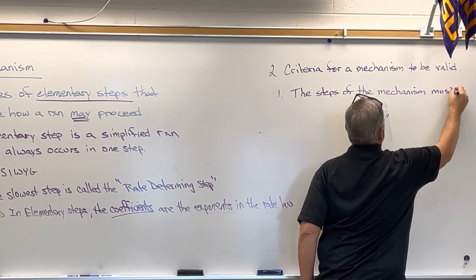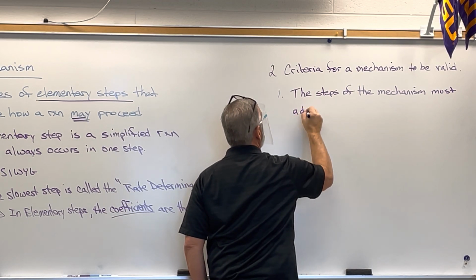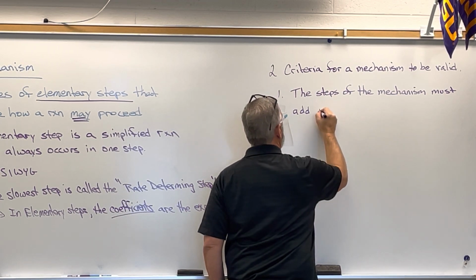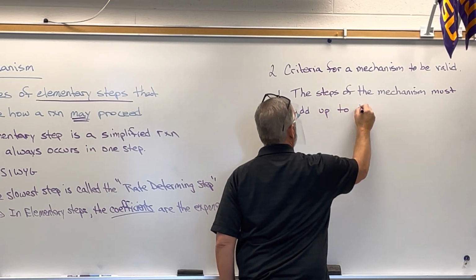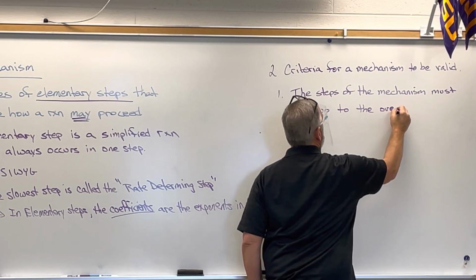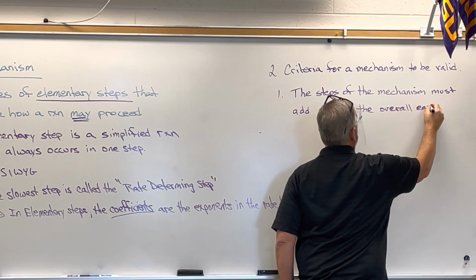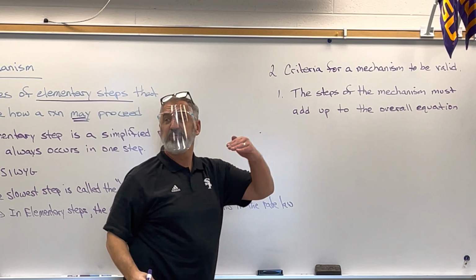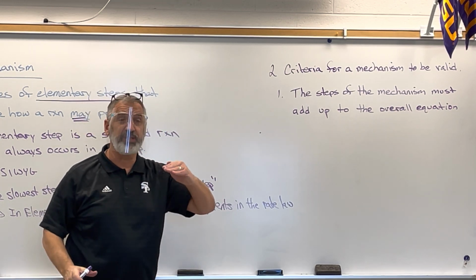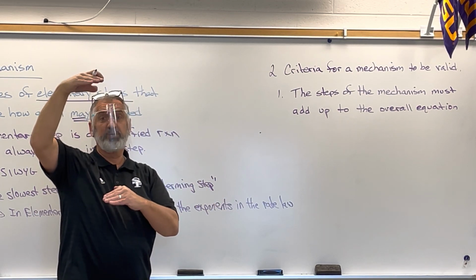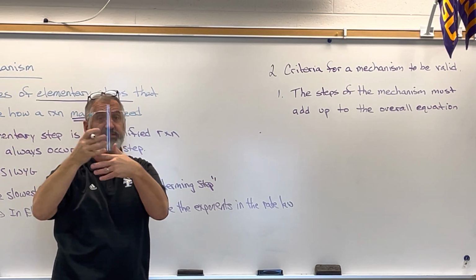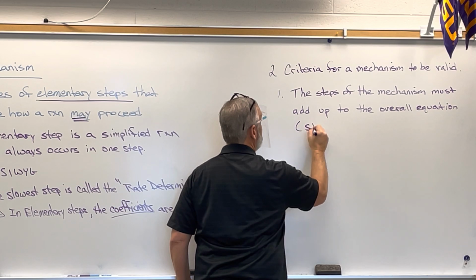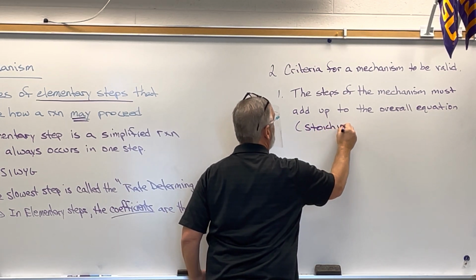must add up to the overall equation. This is kind of like a Hess's law thing. The individual steps have to be the same. Once you add up the steps of a mechanism, they have to describe the overall equation. So we just add them together, cancel out things that are the same, and that needs to come out. So we call this the stoichiometry criteria.